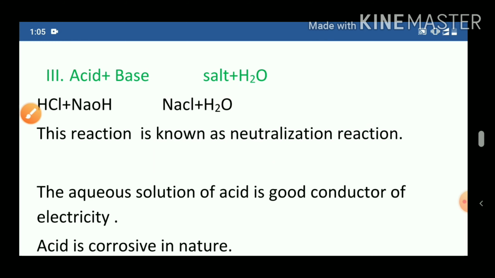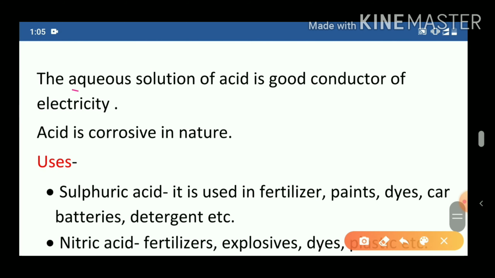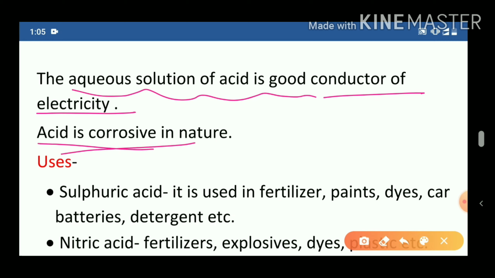Now, moving on, the aqueous solution of acid is a good conductor of electricity. That means the solution of acid is a good conductor of electricity. Next, acid is corrosive in nature. That means when acid falls on a substance, on clothes or on skin, it attacks or burns that part. When it falls on skin or clothes, it eats that part and that part gets rotten.